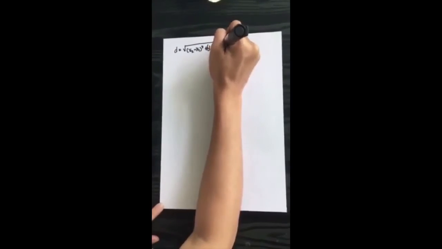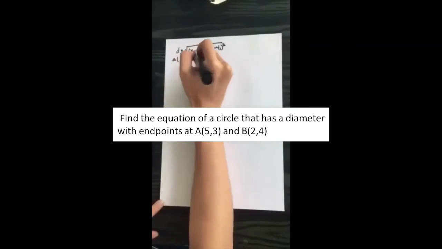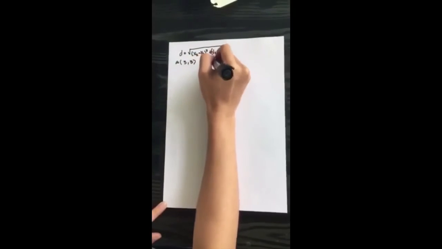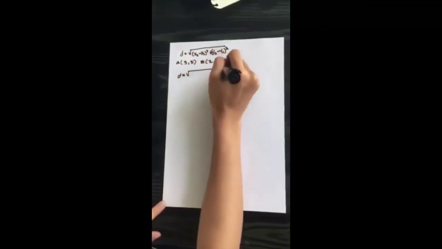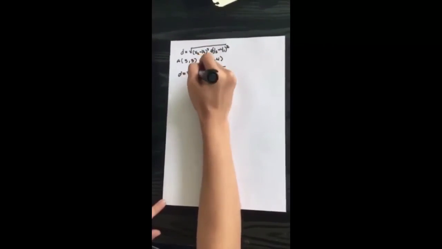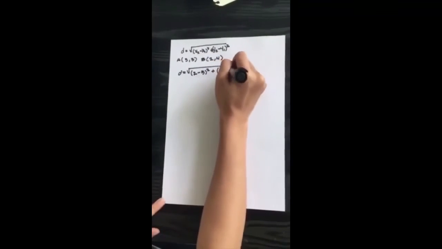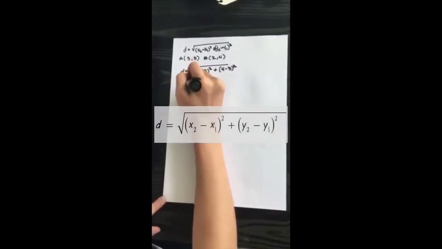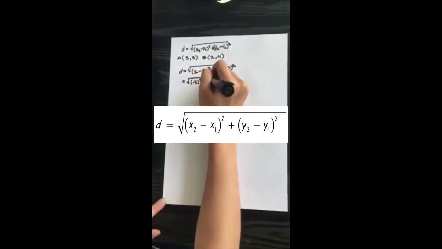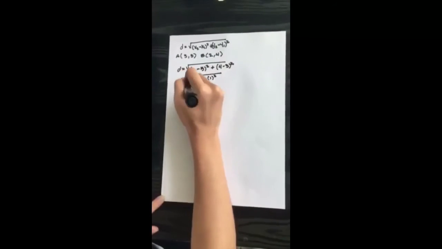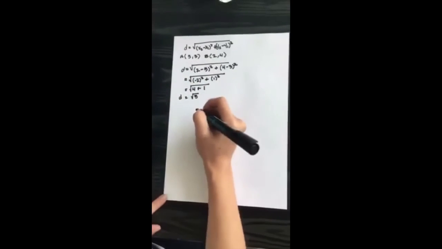For this example, we are given the points (5, 3) and (2, 4). To get the equation of the circle, we first need to find the radius and the center of the circle. To get the radius, we first get the distance between the 2 points using the distance formula. The distance is now the diameter of the circle. So now the diameter of the circle is square root of 5.